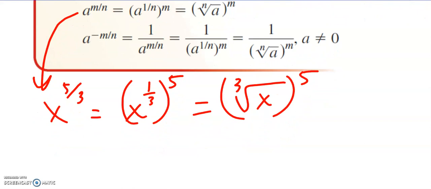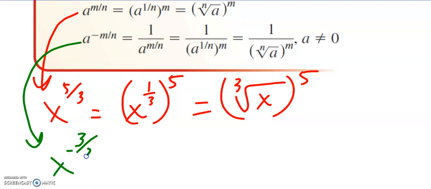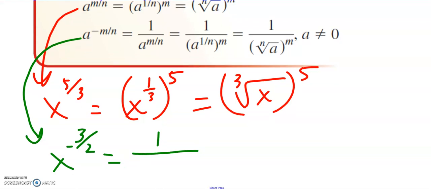If I look at a similar example here, I'm going to say I have x to the negative 3 over 2. So I can write this as 1 over x to the 3 over 2. So that's what the negative does. The negative takes this whole thing, which is x to the negative 3 over 2, and it makes it a positive exponent, but in the denominator.